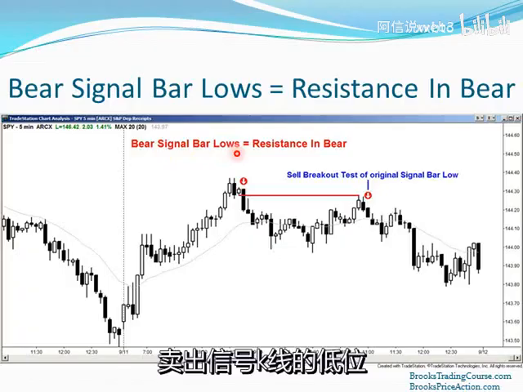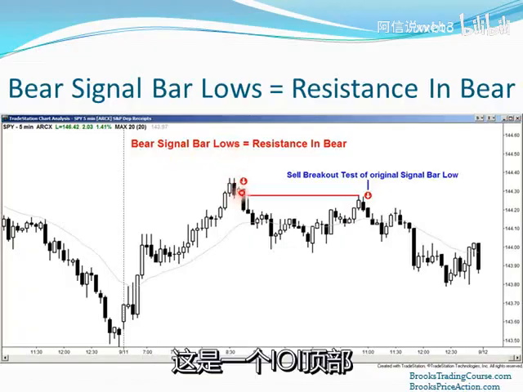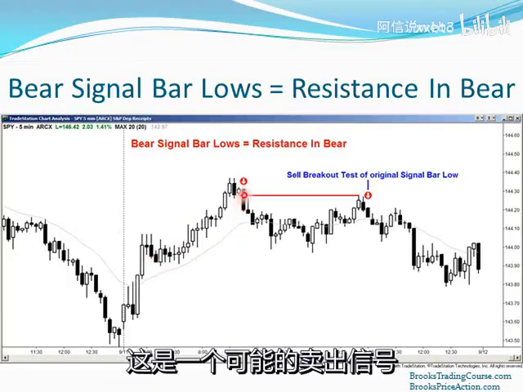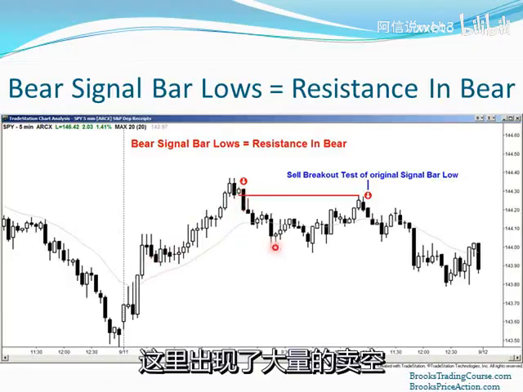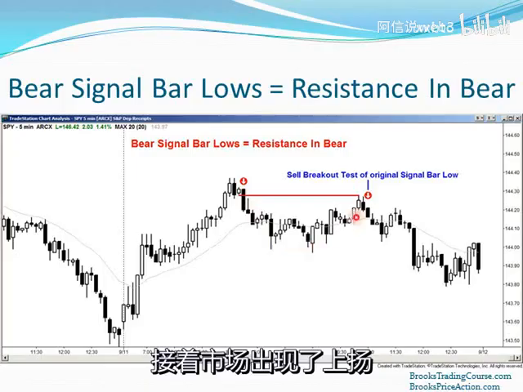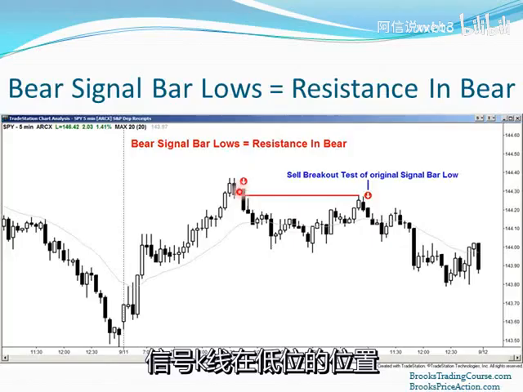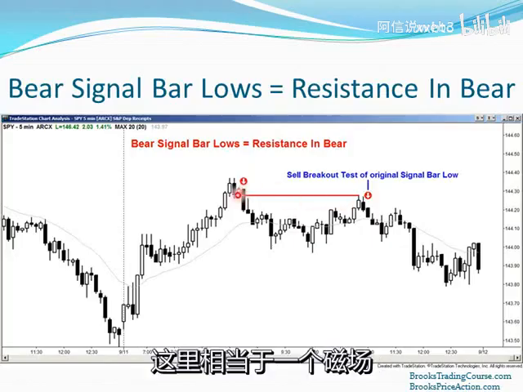Okay, a bear signal bar low. So we have an IOI top to this spike and channel pattern, possible sell signal. We sold off, and then we got drawn back up to test the original entry price, the low of the signal bar. So that is a magnet.